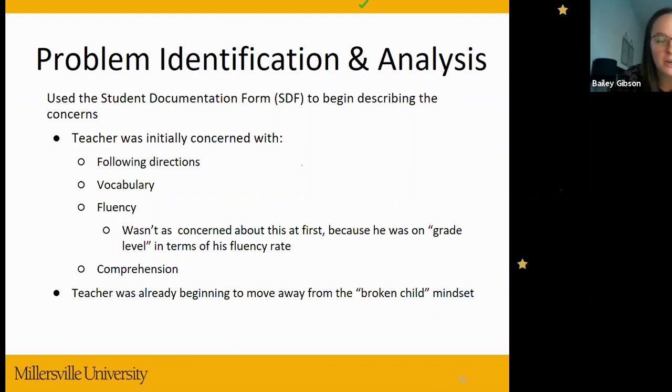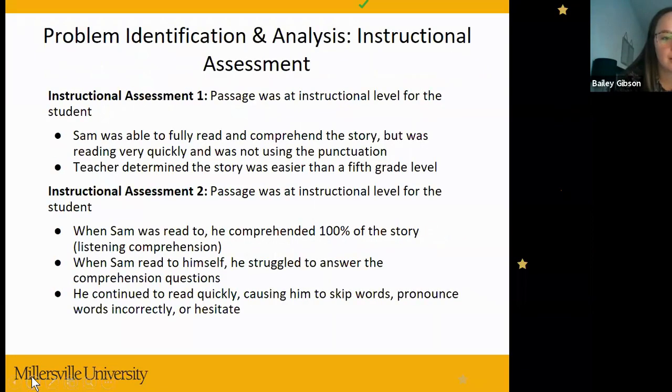It was interesting though, you do know this is a fluency case because I've already said that, but initially she was kind of talking about how fluency wasn't a huge concern because when she did a screener at the beginning of the school year, he was on grade level for the benchmark. So she wasn't really worried about his fluency because he met that benchmark. So we did 3 instructional assessments.